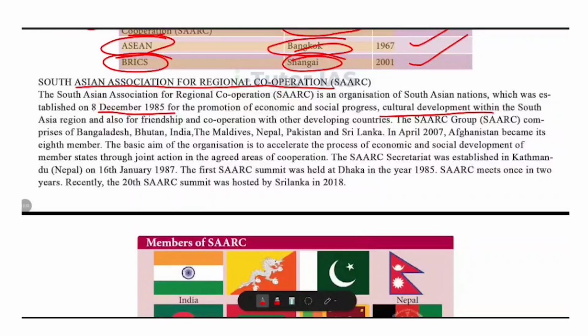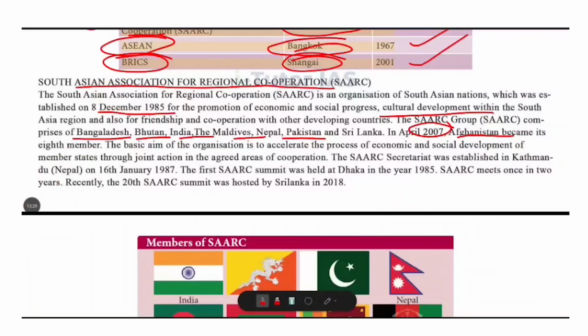And who are the member countries here? When it started there were 7 members. Who are they? Bangladesh, Bhutan, India, Maldives, Nepal, Pakistan and Sri Lanka. Later in 2007, Afghanistan joined as the 8th member. Okay, so remember that its headquarters is in Kathmandu, Nepal and it was established on 16 January 1987. This is the SAARC Secretariat. It's like the main office that coordinates all activities.